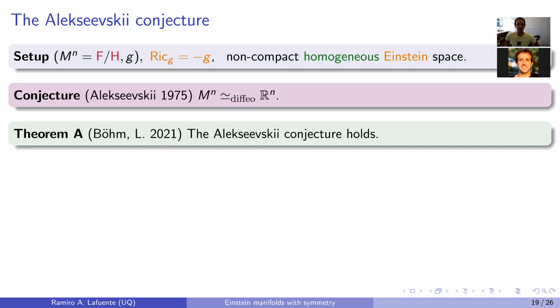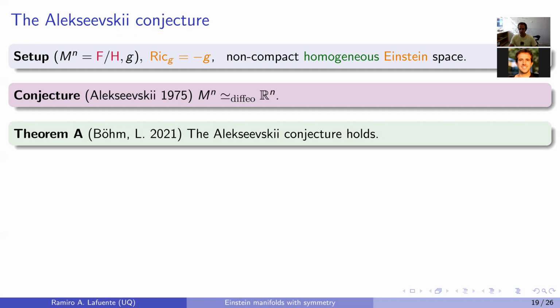Hello, this is lecture number 3 for the mini course on Einstein manifolds with symmetry, or the third geometric analysis festival. So the aim of this third lecture is to explain the proof of the Alekseevskii conjecture, which states that any connected homogeneous Einstein space of negative Einstein constant is diffeomorphic to a Euclidean space.